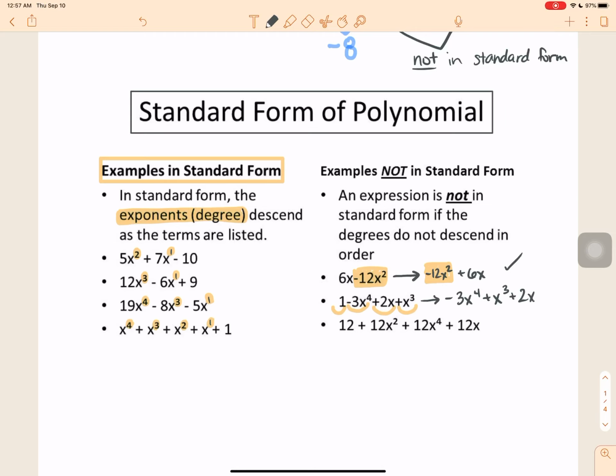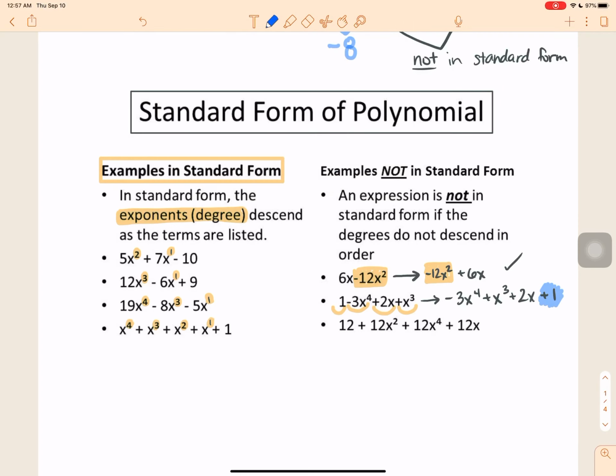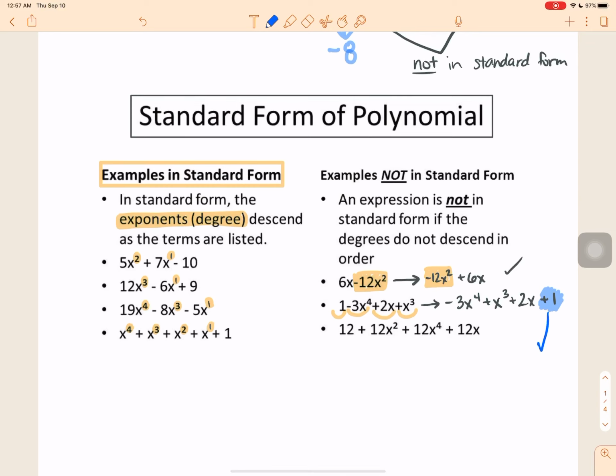And then I have my constant. So the constants are the ones without the variable. Okay, so constants have no variable. I'll go and write that down up here. So here, constants have no variable and always go last when writing in the standard form. Constants are always at the end.